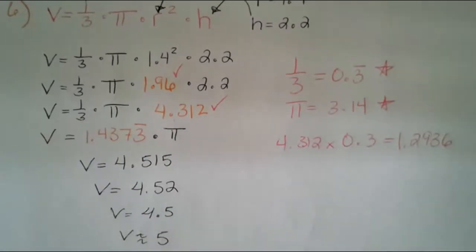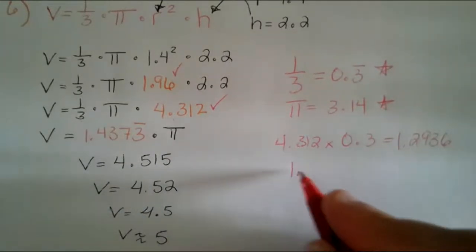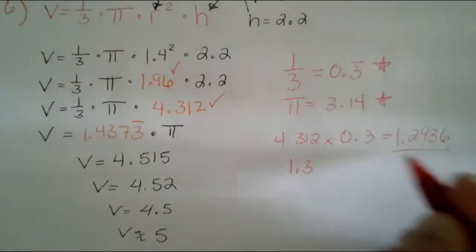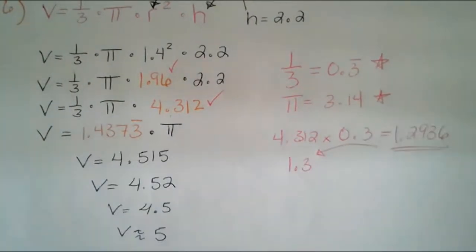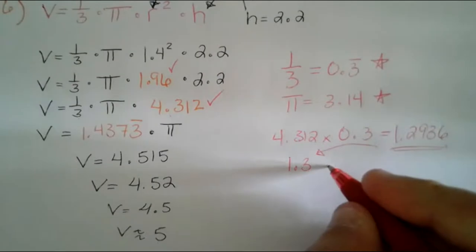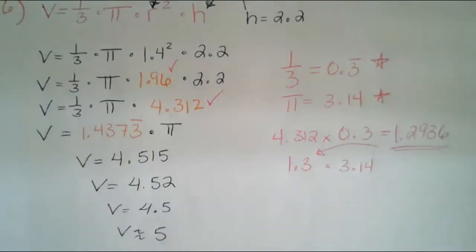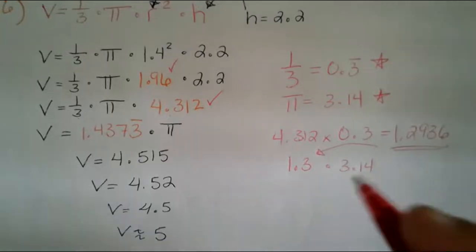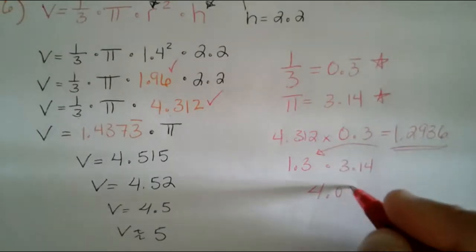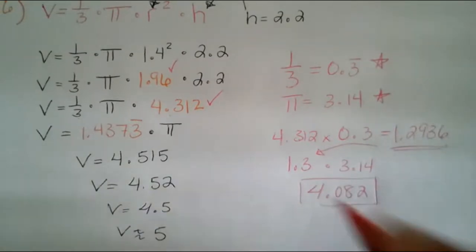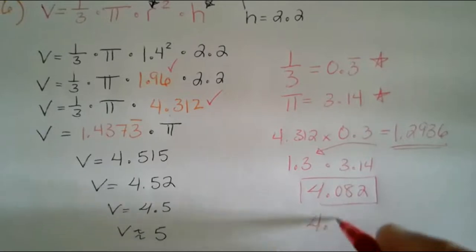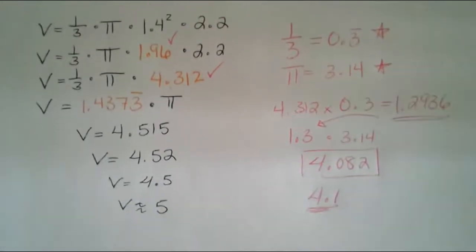All right. A little bit different from when I did this number times this number. Okay. Stay with me. It's going to be okay. Let's round this up to 1.3. Again, this number became 1.3. Rounding, let's just do 1.3 times 3.14. I got 4.082, which rounds to be 4.1. Perfectly fine answer for today.